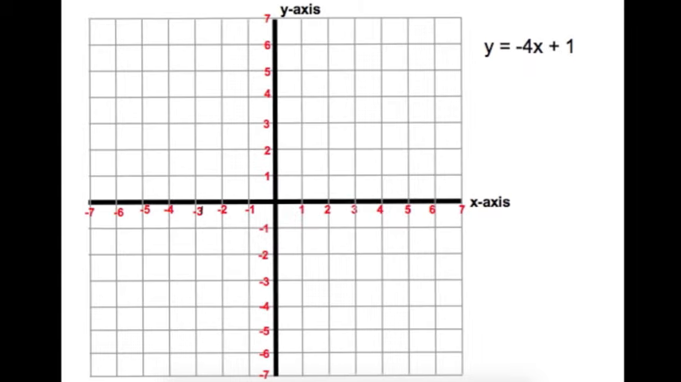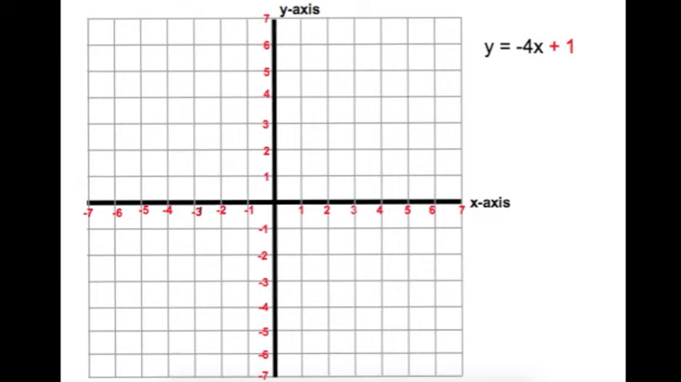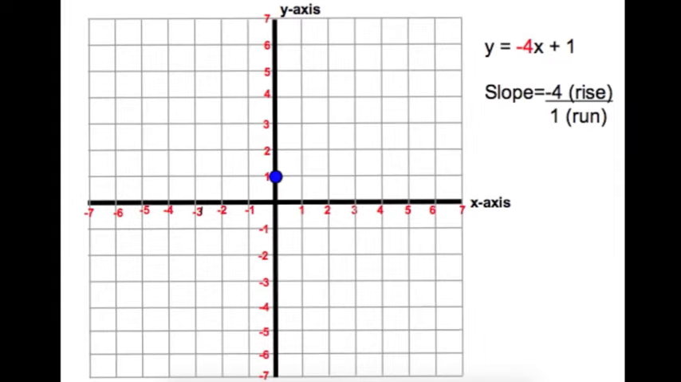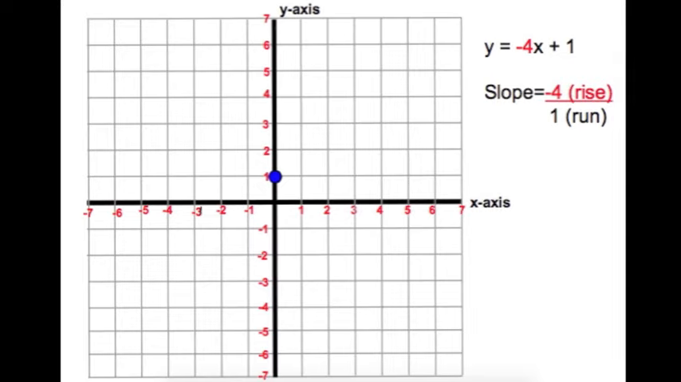Let's take a look at a third example, y equals negative 4x plus 1. Again, our equation is already in slope-intercept form, so we can start with the y-intercept, which is positive 1. So we start by plotting a point on the coordinate plane on 1 on the y-axis. Next, we look at our slope, which is negative 4. We will write negative 4 as a fraction to mirror rise over run, so negative 4 over 1. Let's do a rise of negative 4 first.